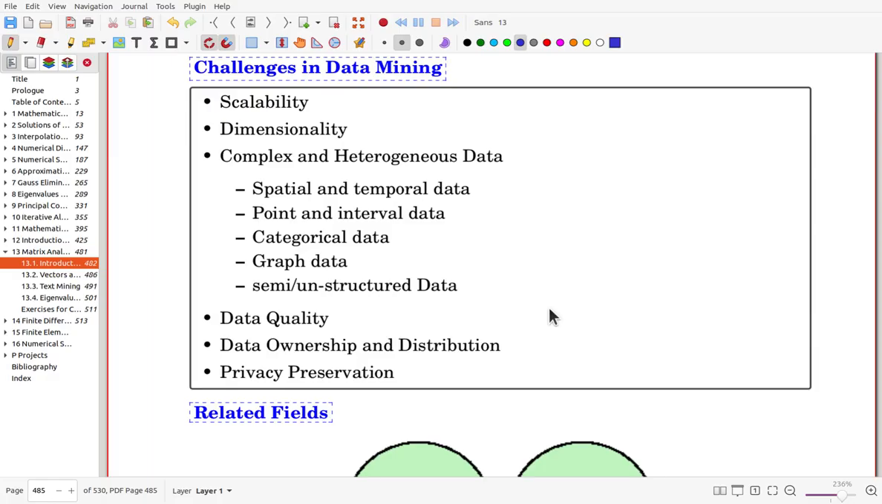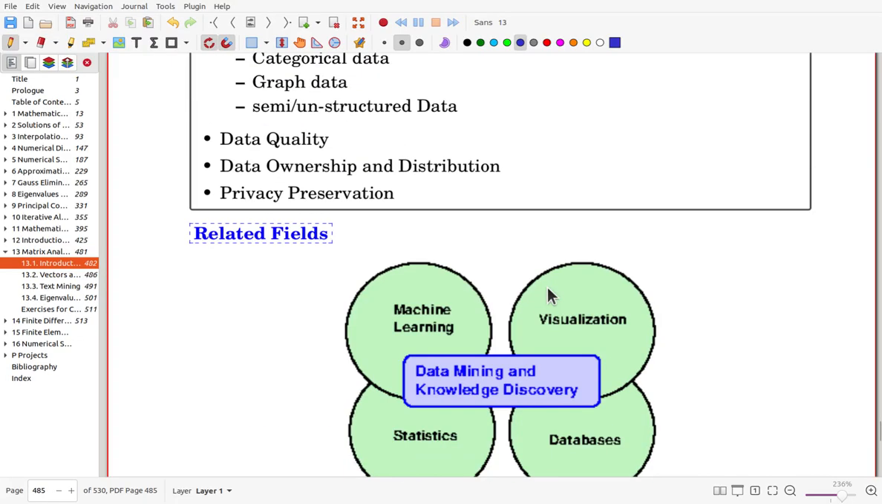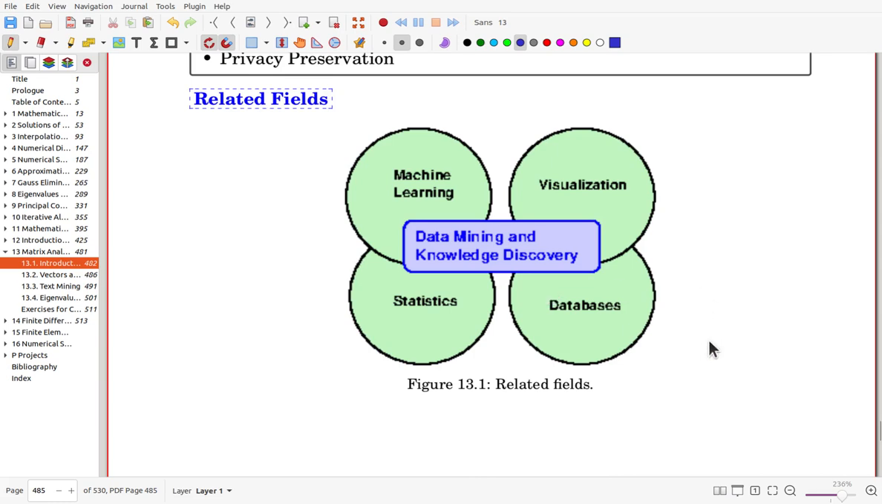Here we have fields related to data mining: machine learning and statistics, and also some visualization techniques. And also you have to use databases. And over these fields, you have to consider the techniques and manipulation to get an acceptable data mining algorithm.